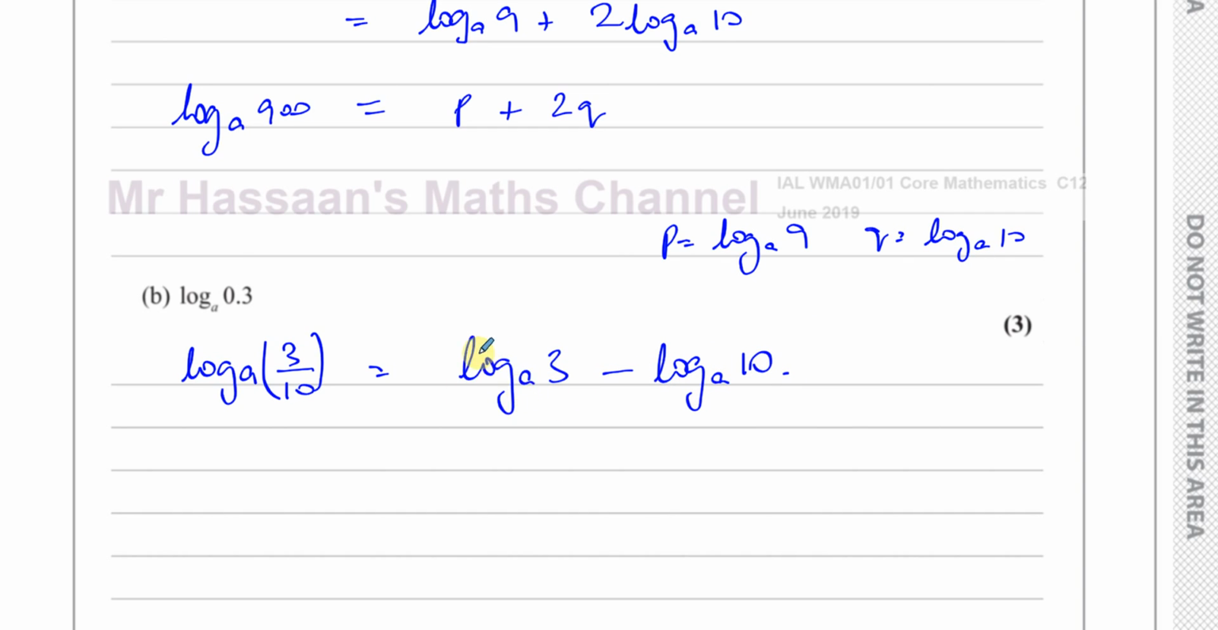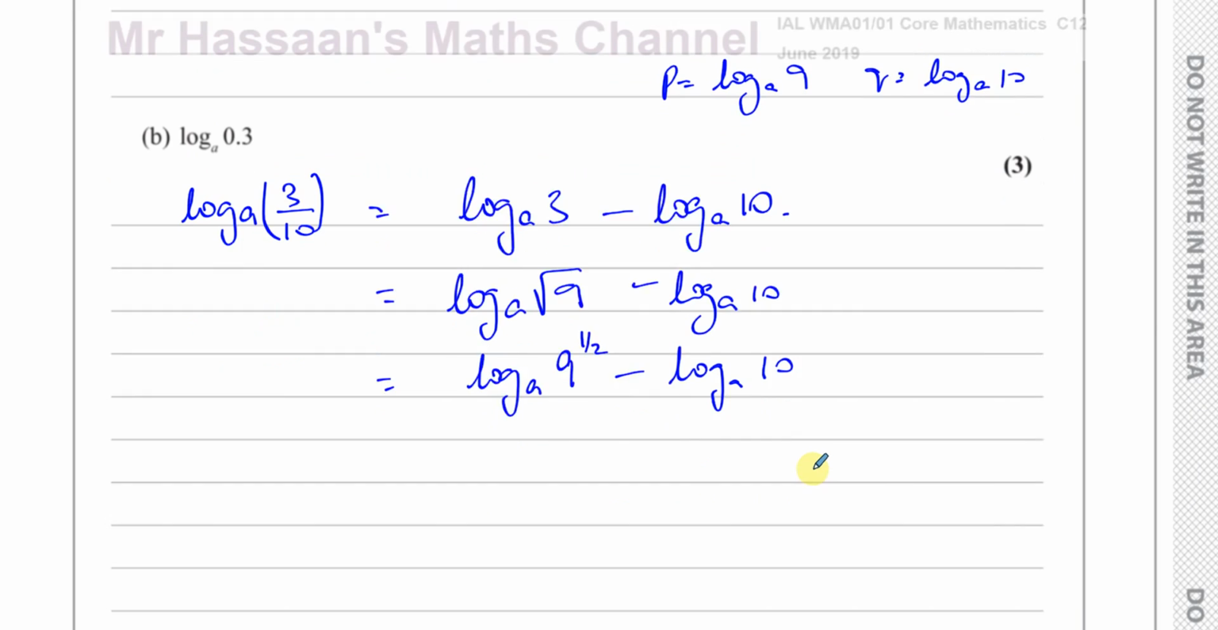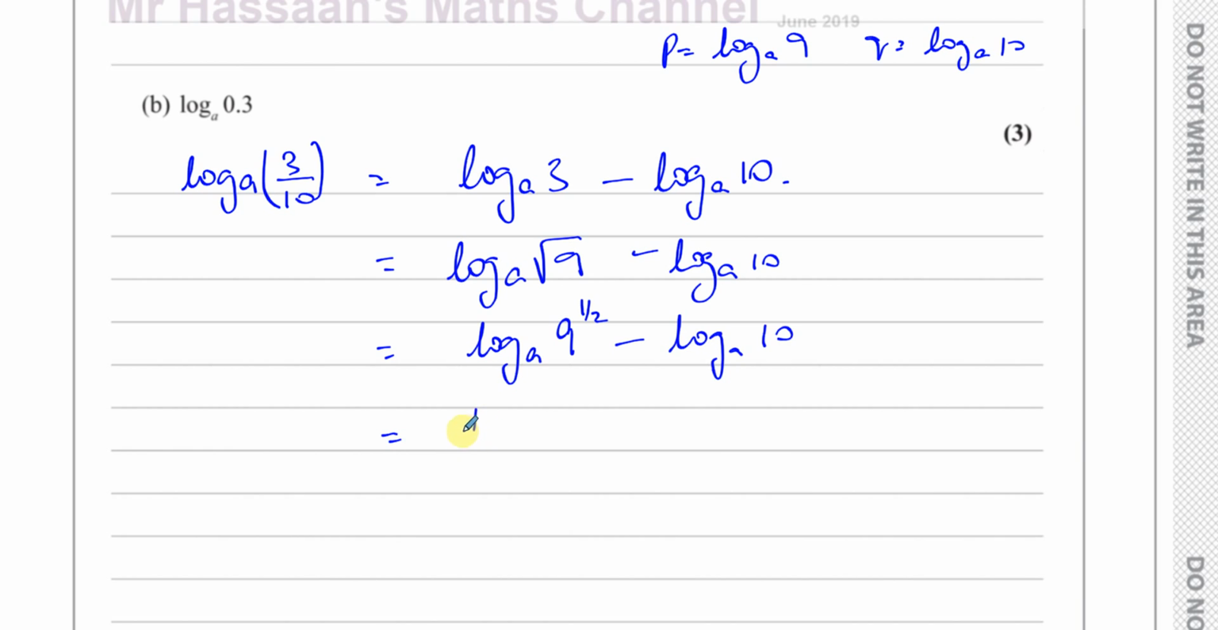How do I express log to the base A of 3 in terms of log to the base A of 9? Well, I know that 3 is the same as the square root of 9. So let me just start off by writing log to the base A of the square root of 9 minus log to the base A of 10. And I know that the square root of 9 can be expressed as 9 to the power of a half. So it's log to the base A of 9 to the power of a half minus log to the base A of 10. And then using the power law, I can say a half times log to the base A of 9 minus log to the base A of 10.